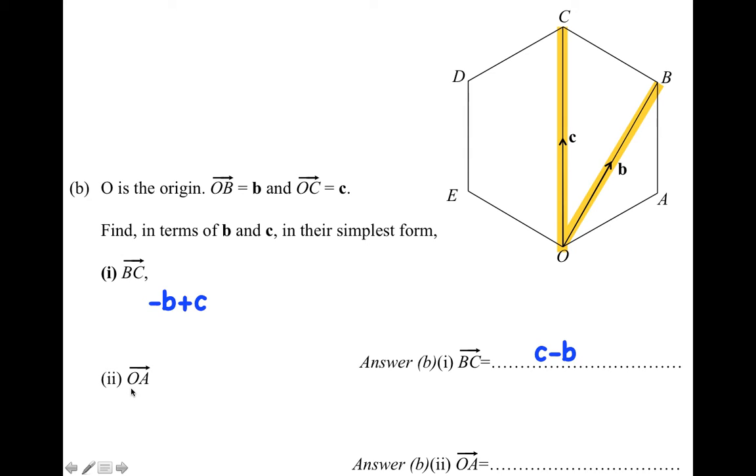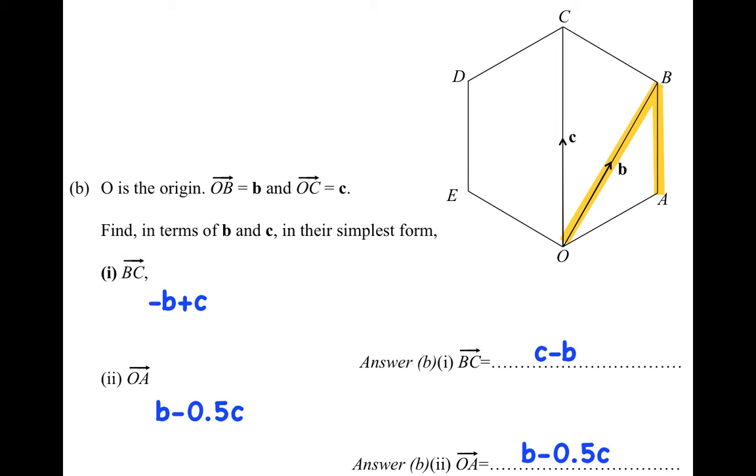The next question says vector OA, so that's how do you get from O to A, but only moving in terms of vectors B and C. So one way to get there is to go from O to B, so that's a vector B, and then go from B to A, which is in the same direction as vector C, but only half as far and backwards. So it's minus half a C. So one way of getting from O to A is B minus 0.5 C.